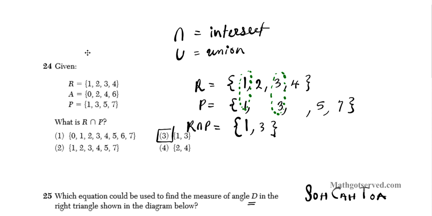All right, in 24, you have to find out what R intersect P is. So basically, what are the elements that are common in both sets R and P? What you do is you list the sets on top of each other, line them up so that like elements of the sets are aligned, and then you group the elements that are present in each set. In this case, only 1 and 3 are present in both sets, so R intersect P is {1, 3}.